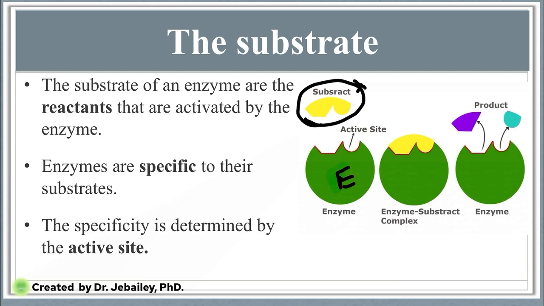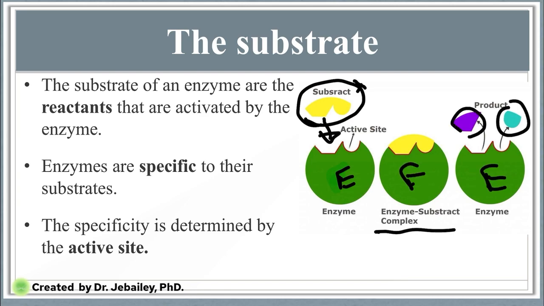Now, a substrate is a reactant. That means it's the one that's starting the reaction. So the substrate will bind to the enzyme, and they become this enzyme-substrate complex. I don't know why it's written subtract, but it's substrate complex. And eventually, after that, it turns into a product. As you can see, two pieces are coming out of the enzyme. Now, here's the most important thing: you need to know the words substrates and products.